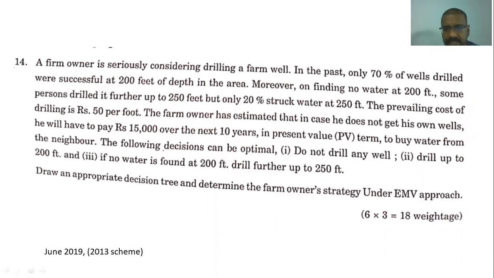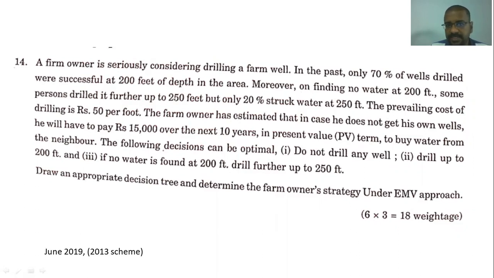So as I said earlier, here we have three decisions. One is do not drill any well. Second is drill up to 200 feet, and third is, if no water is found at 200 feet, drill further up to 250 feet. So these are the three decision alternatives.